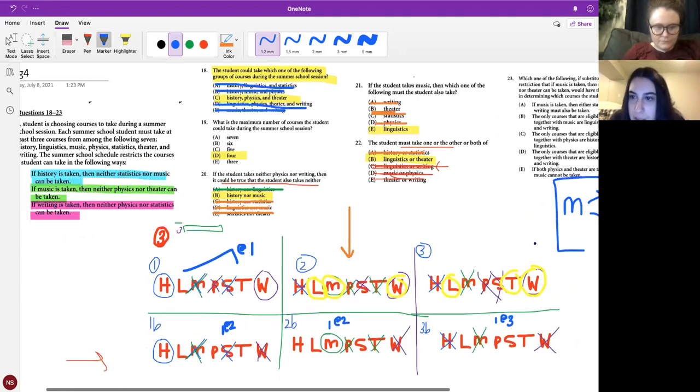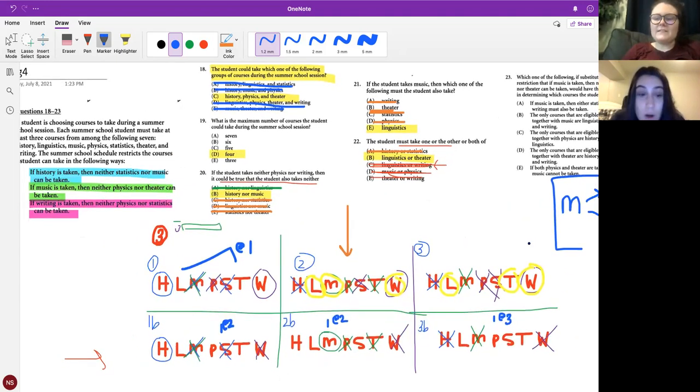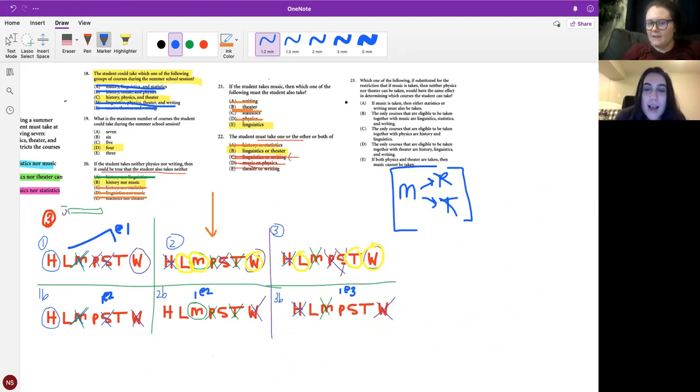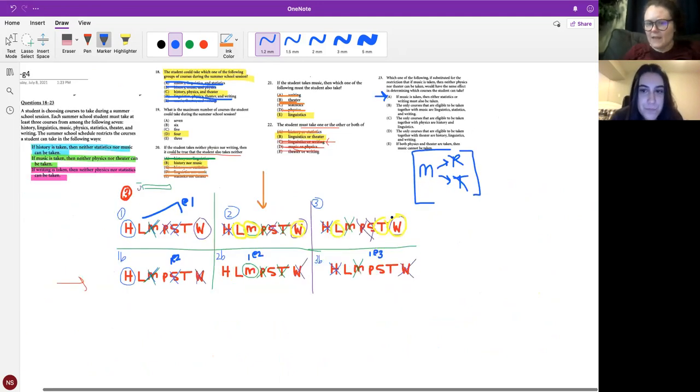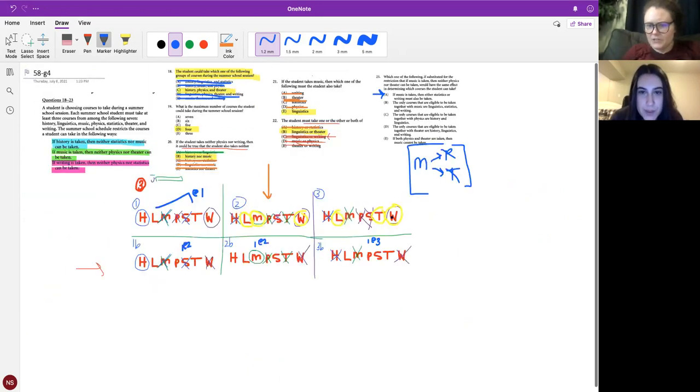So if music is taken, I was going to predict it, but yeah, we can go through the answer choices. So let's start with A. I guess I don't usually make predictions with these. I wouldn't normally on the test. I just want you to think about what potentially could work.